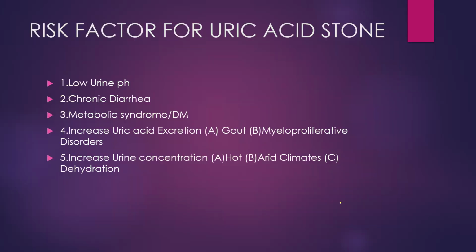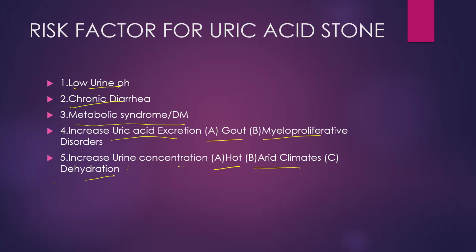These are some risk factors of the uric acid stone: a low urine pH and chronic diarrhea. Chronic diarrhea also lowers the urine pH because in diarrhea we lose bicarbonate. Then metabolic syndrome and diabetes mellitus. Some cause increased uric acid excretion: gout and myeloproliferative disorders. Increased urine concentration occurs in hot conditions, arid climates, and dehydration.